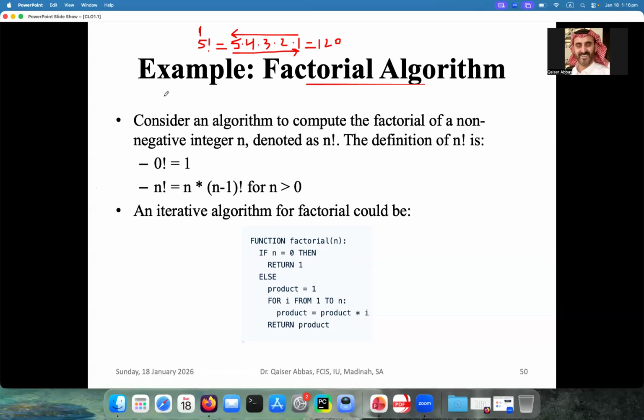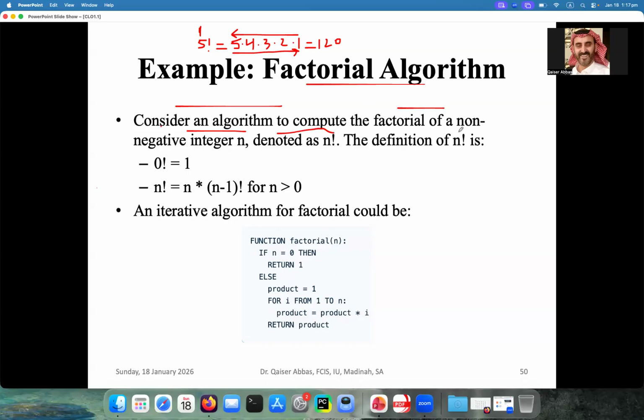So now you have to make the theory of this factorial algorithm. Now the theory is, consider an algorithm which is computing the factorial of some non-negative number n. You give some number n to it, and it calculates its factorial, and that factorial is represented by n factorial.